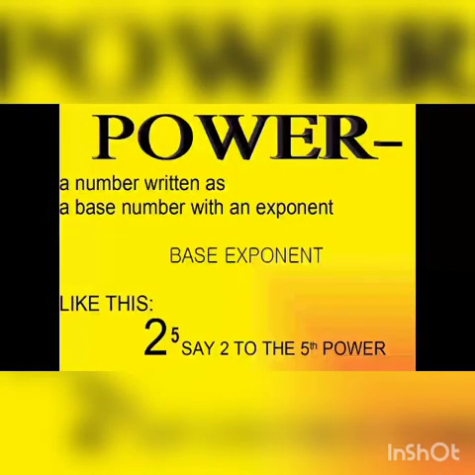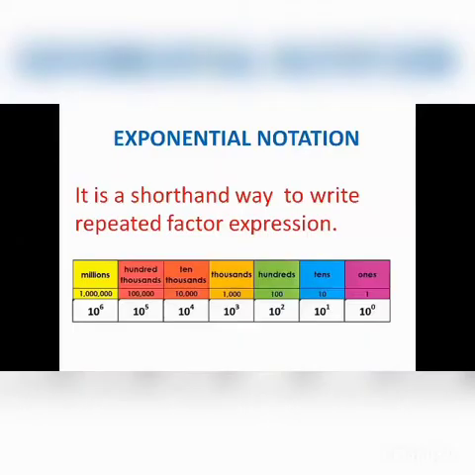Now, what is power? A power is a number which is written as a base number with an exponent. 2 raised to the power 5 is also called 2 to the 5th power. Now, let's move to exponential notation. This notation of writing the product of a rational number by itself several times is called exponential notation. In other words, it is a shorthand way to write a repeated factor expression.